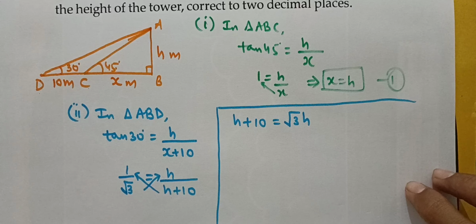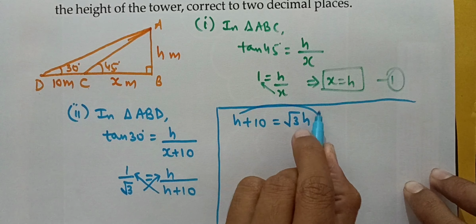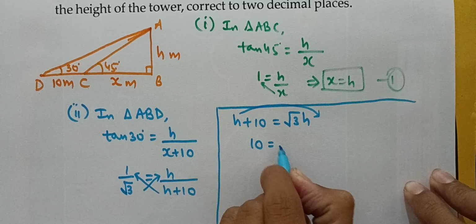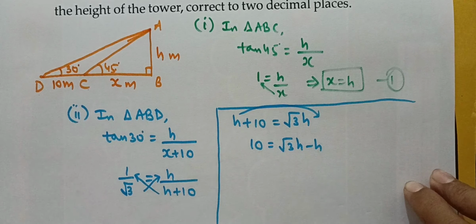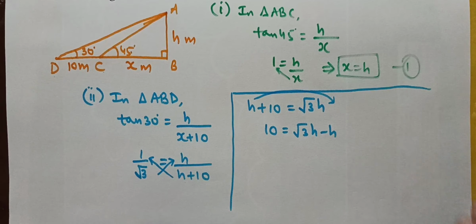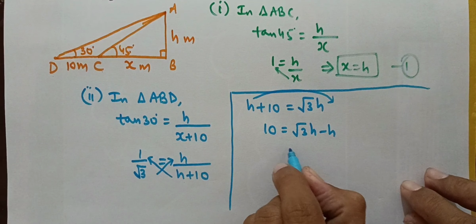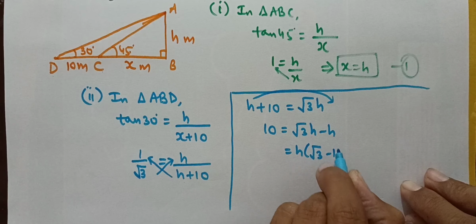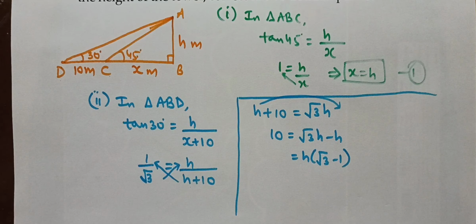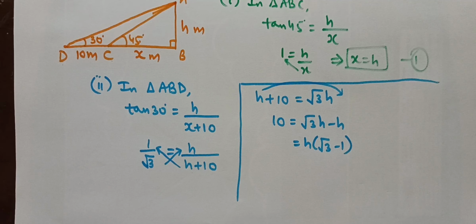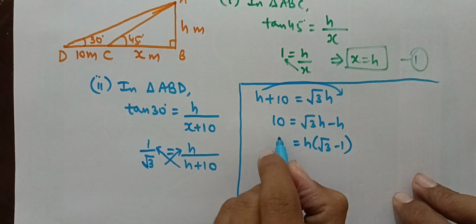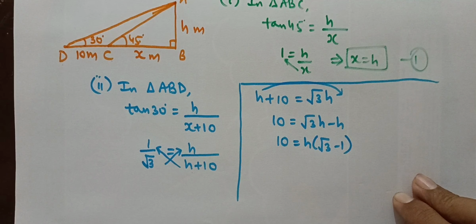For getting the value of h, we have to shift h from the left hand side to the right hand side. 10 as it is, root 3h minus h. Here you can take h common, then the remaining is just root 3 minus 1. If I take h common from root 3h and h, then the remaining is root 3 and 1, left hand side as it is. Now for getting the value of h, we just have to shift this root 3 minus 1 bracket to the denominator. It means 10 upon root 3 minus 1.